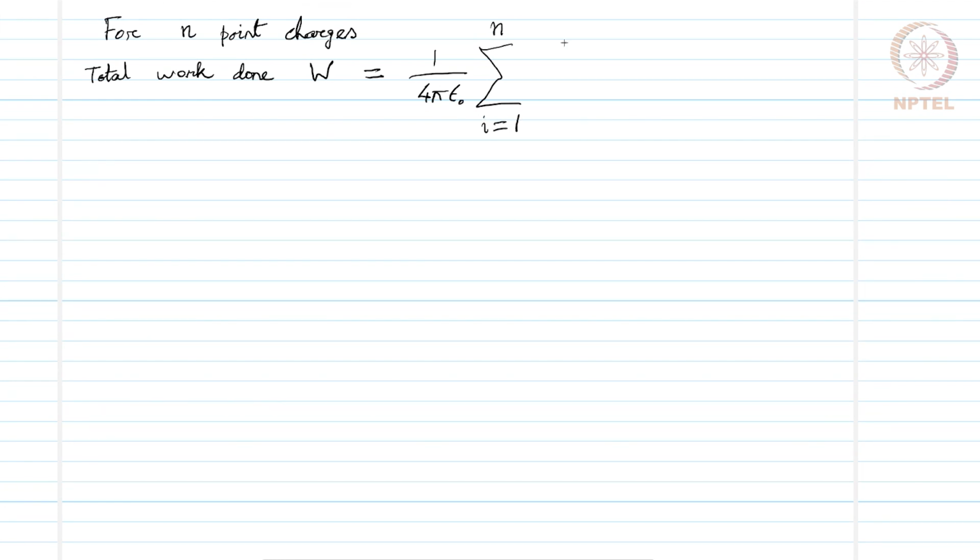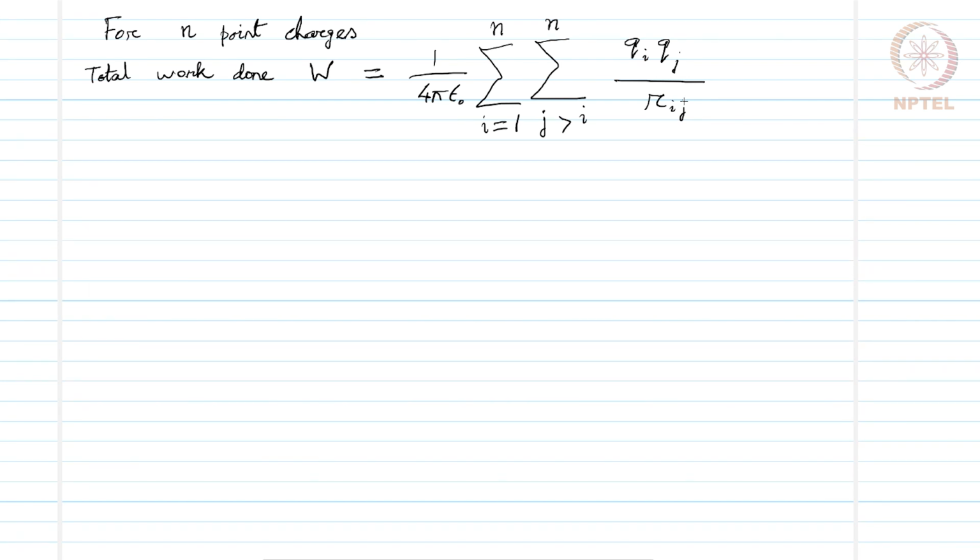for n number of point charges, the total work done, capital W, can be written as 1 over 4 pi epsilon naught, sum over i equals 1 to n, sum over j, which is always greater than i, and that also runs up to n, Qi Qj over Rij.